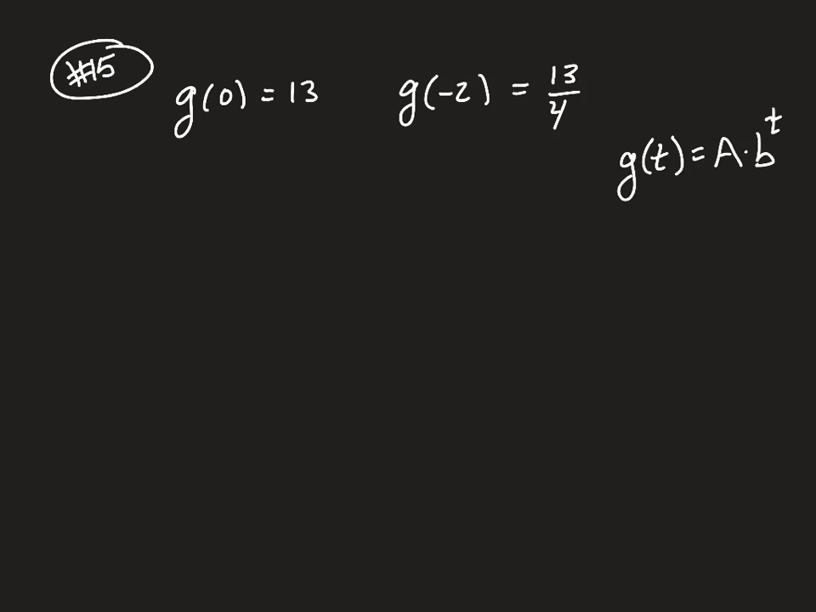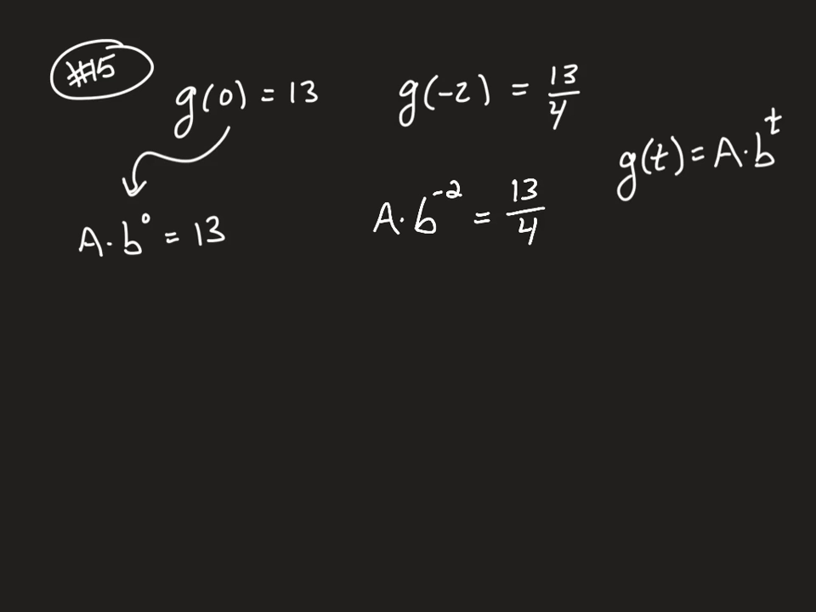Okay, so from these 2 equations, we know that if I plug 0 into this function, I have to get 13. So I'm left with a times b to the 0 is equal to 13. And g of negative 2, when I plug in negative 2, I should get 13 over 4. So we get a times b to the negative 2 is equal to 13 over 4.